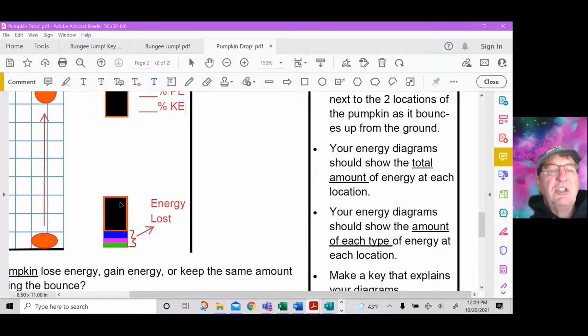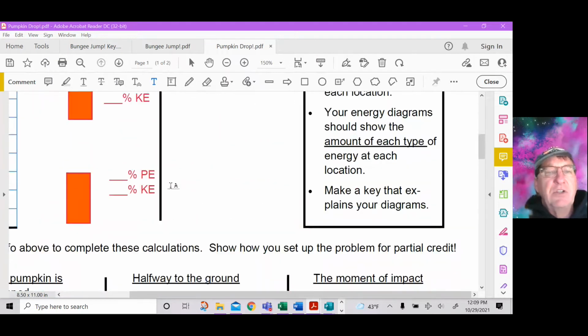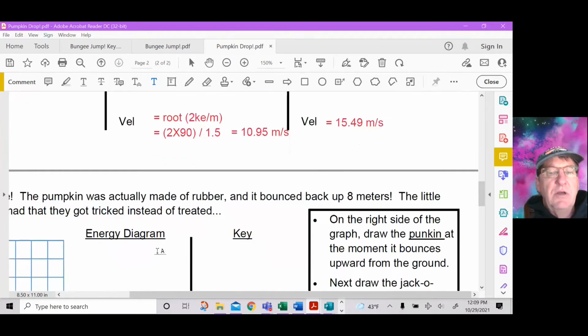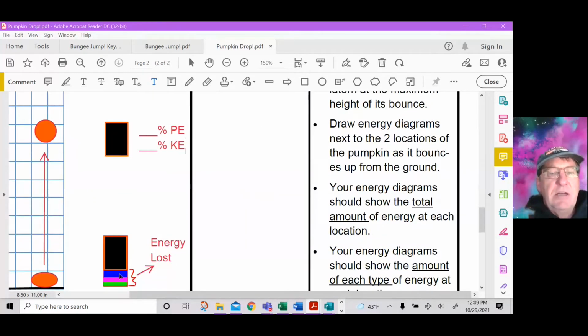So this matched the box from page 1. I like that. I've shown that it kept that same total energy when it bounced. But at that moment, some of that energy was lost. We were only left with this much kinetic energy. It bounced upward. Might be nice to show that.